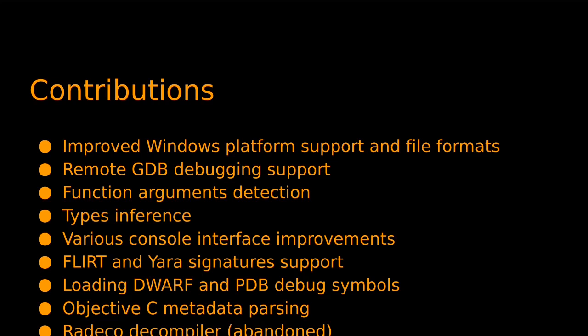For example, stuff like improved Windows platform support and file formats for both Radare and Cutter, remote GDB debugging support, also LLDB, and recently WinDBG, function arguments detection, and corresponding types inference. Various console interface improvements, stuff like pop-up help window or file selection window, tab auto completion, Vim and Emacs key bindings.